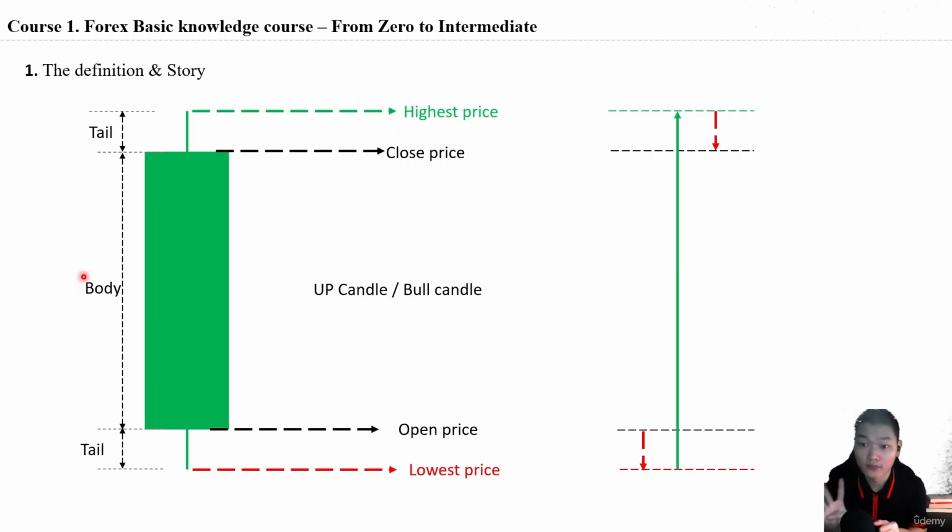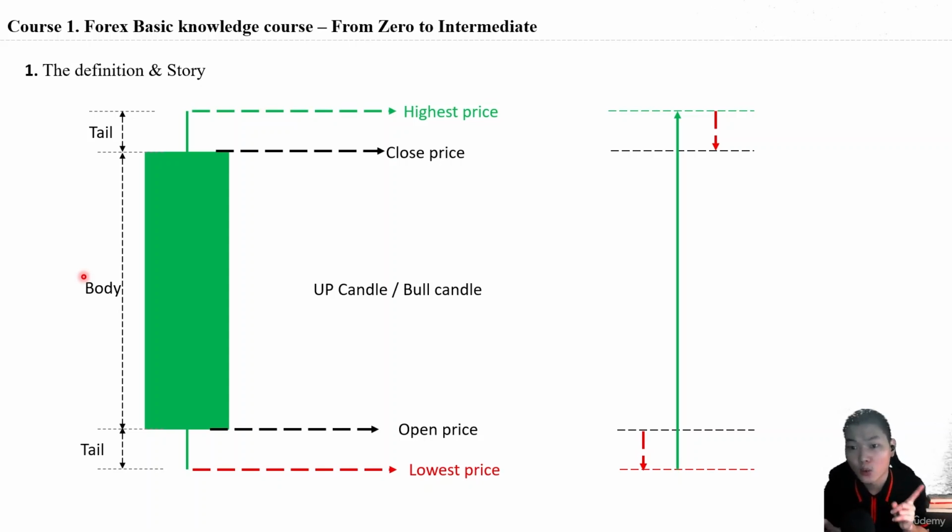This one has four factors you need to remember. The first one is open price, the second is close price, then highest price and lowest price. Open price is the price at the time when the market opens. If this candle is a 1 day candle, the open price is the price at the time the market opens. Close price is the price when the market closes that day, the highest price is the highest price during the day, and the lowest price has the same meaning.